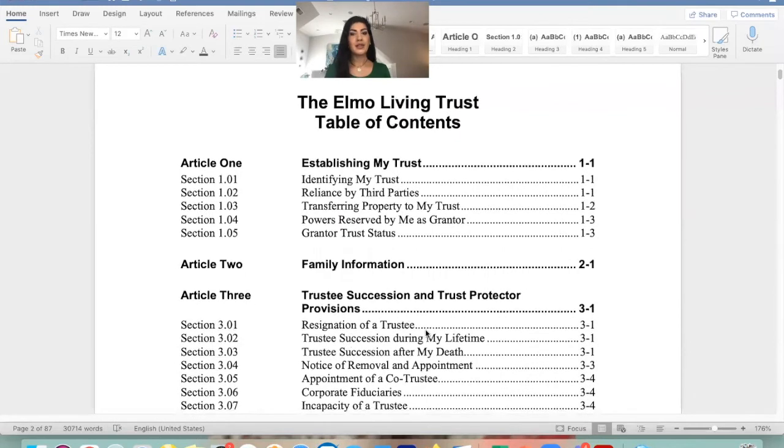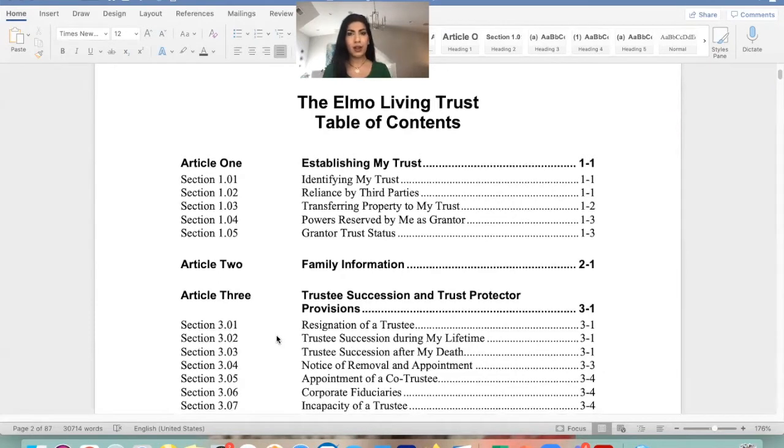So the table of contents, think of this as your cheat sheet in regards to figuring out what is in your trust. Always refer to this when you are looking at your trust and trying to understand what's in it. So think of each article also as chapters. Take it one chapter at a time.